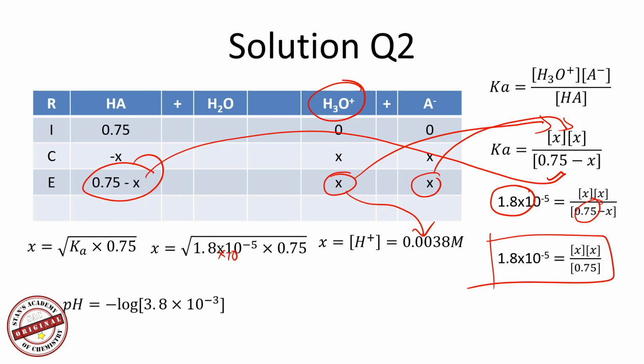So pH is equal to negative log of 3.8 times 10 to the power of negative 3, or pH is equal to 2.43, and that's the final answer. So we can calculate the pH of a solution if Ka is given to you and the initial concentration of the reactants are given. So we have done two problems. One, you calculated the Ka from the pH, and the second one, from Ka you calculated pH.